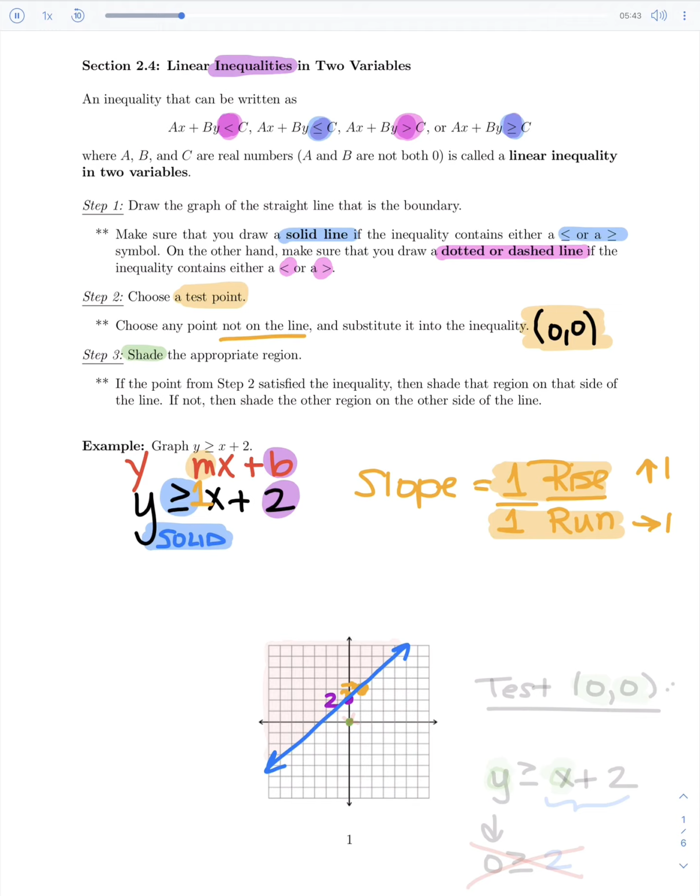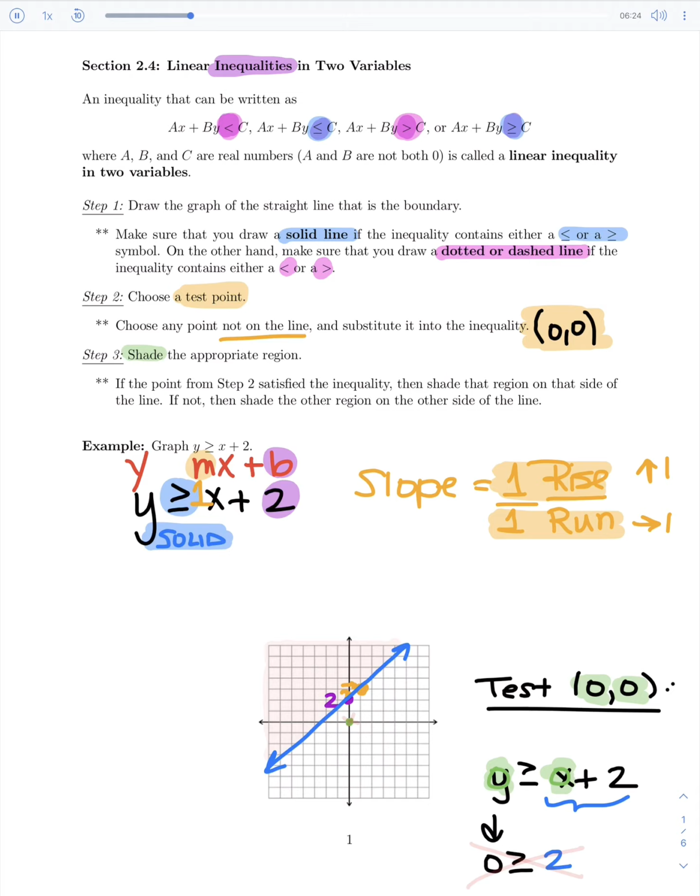And we're going to go ahead and test that. So we're going to test the point 0, 0 by plugging it in to the original inequality, which is y is greater than or equal to x plus 2. Plugging in the point 0, 0 means we're plugging in a 0 for x and a 0 for y, and let's see what we end up with. Well, that will give us 0 is greater than or equal to. On the right-hand side, we'll have 0 plus 2, which is just the number 2.